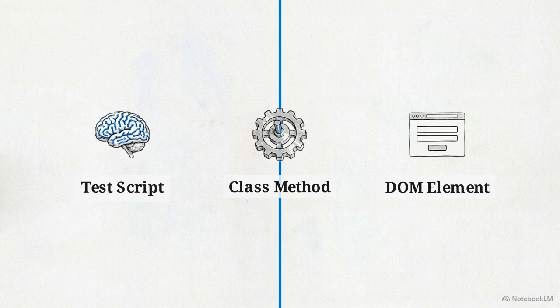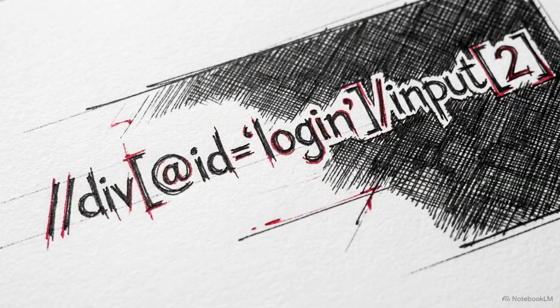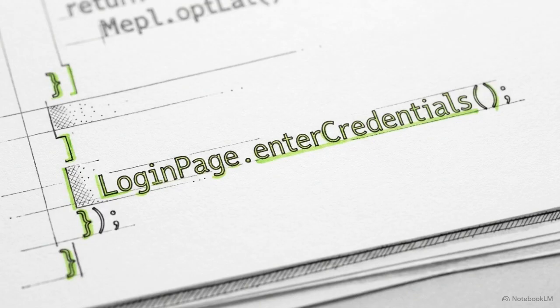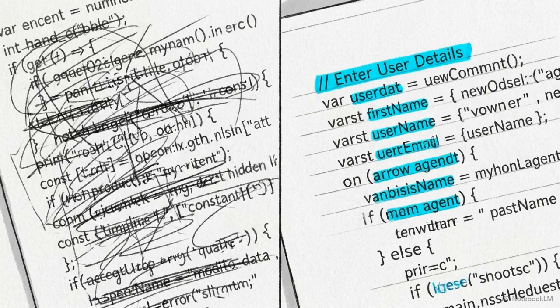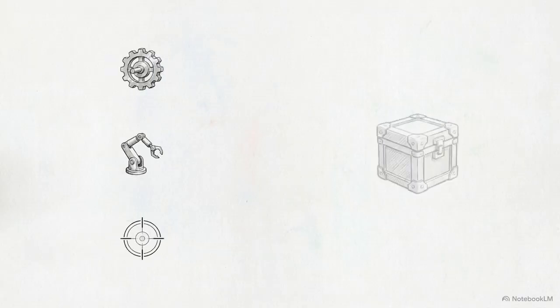This creates a strict boundary. The test script no longer touches the raw DOM, interacting with the application only through exposed class methods. Instead of hard-coding raw XPath commands to find a text box and send keys, your test script simply calls a clear method, loginPage.enterCredentials. The test logic pane is immediately transformed.